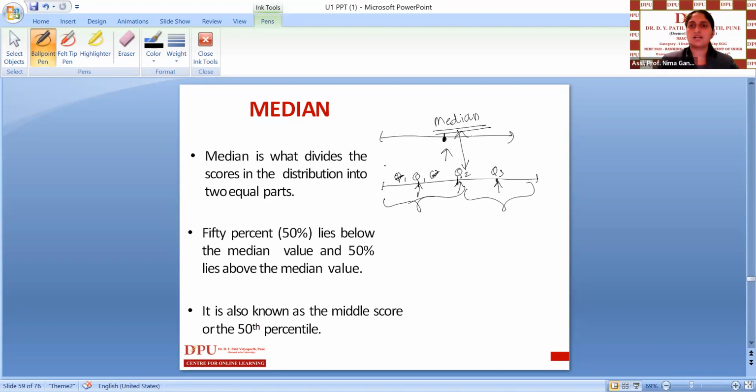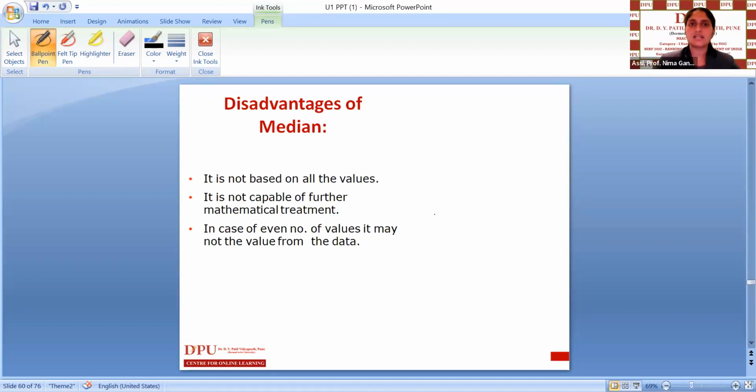So this is just for your understanding. Don't get confused here. The median is a point which divides your data into 2 equal parts. So what are the disadvantages of the median? It is not based on all the values. It is not capable of further mathematical treatment. In case of an even number of values, it may not be a value from the data.